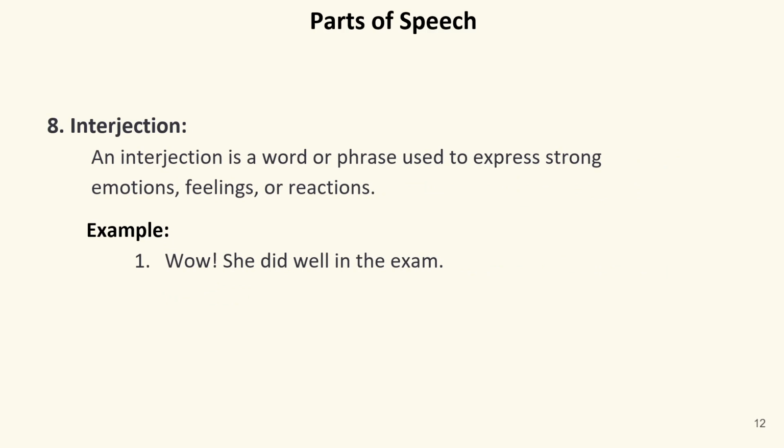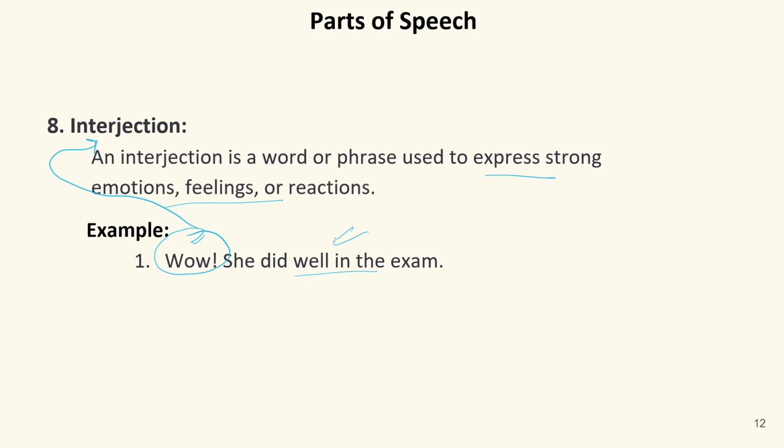Now we have interjection. Interjection is a word or phrase used to express strong emotions, feelings, or reactions. Wow, she did well in the exam. Now she has performed well in the exam, and we are praising her, we are applauding her. Wow, she did well. So here we have the word wow with an exclamatory mark. This is known as interjection because this shows the sudden emotion or feeling of a person.